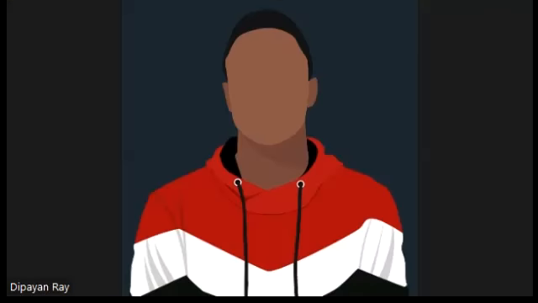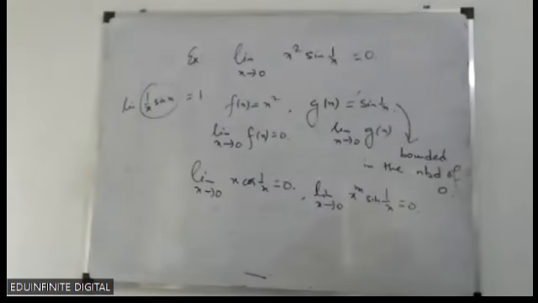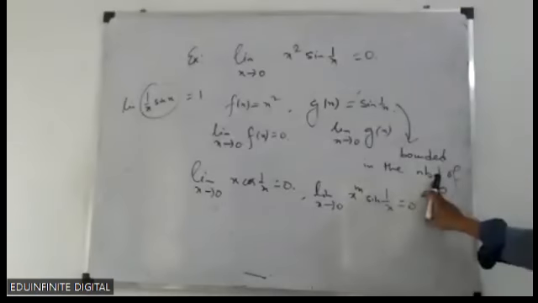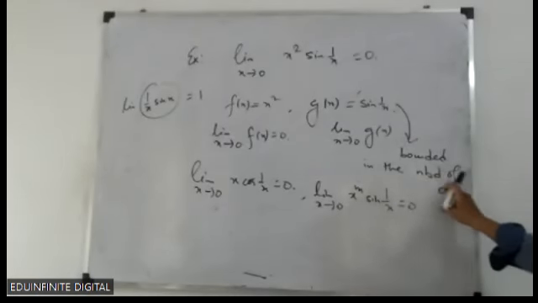Sir, what is NBD of 0? Sir, you have written bounded in the NBD of 0. So what does this NBD mean? NBD means neighborhood. Okay. Neighborhood.